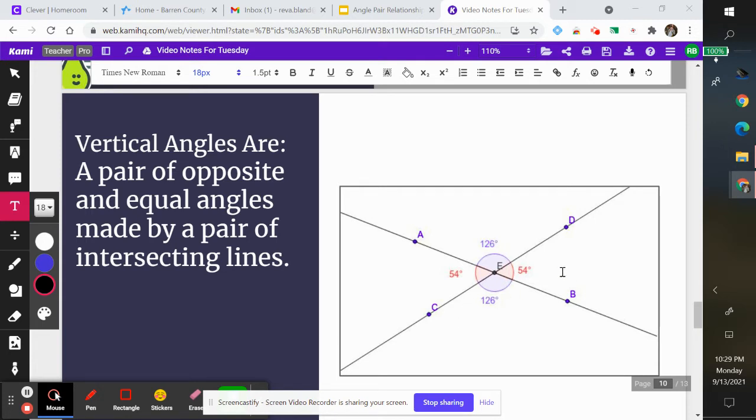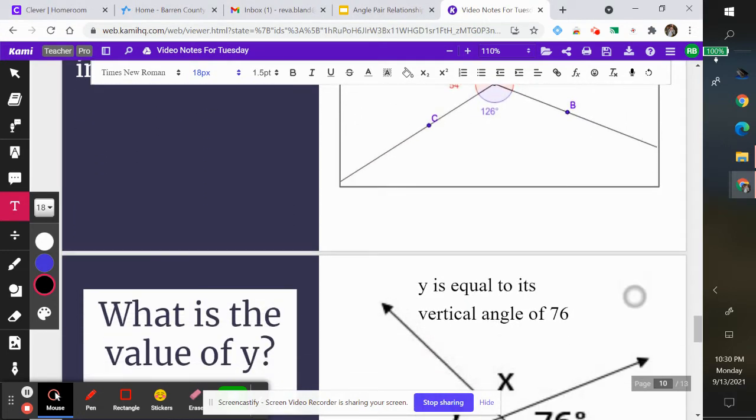The nice thing about vertical pairs is we're saying that these two angles are vertical pairs. So the ones that equal 54 are vertical pairs. We've also got another set, 126 and 126. If I'm asking for what is the vertical pair to this 54, it's going to also equal the same amount. So just be aware of that as we go through and figure out our missing measures.